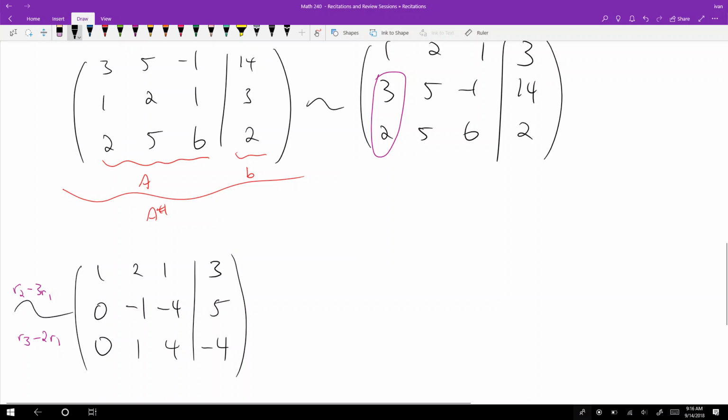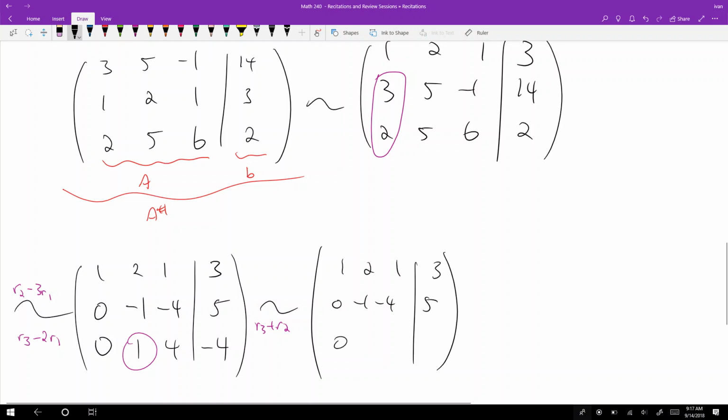Okay, so again, I said that we want to reduce it to row echelon form, and this is an example where we don't quite have to, because we can easily kill the next entry, right? It's pretty simple just to add row 3 and row 2 together. So we didn't have to do anything with this one, really. So now we just do row 3 plus row 2, and I'll get 1, 2, 1, 3, 0, negative 1, negative 4, 5, and this is 0, 0, 0, 1.